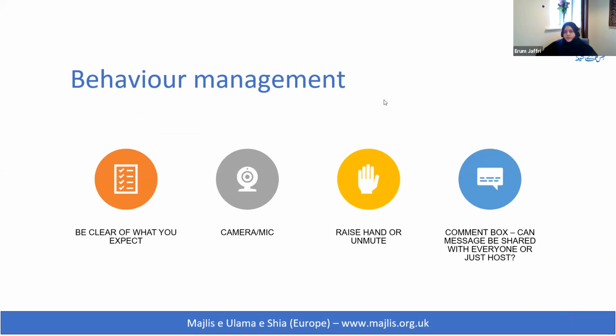Now, behavior management. An important aspect of behavior management is to be very clear of what you expect. For example, when I asked if you want to unmute yourselves and speak, you can do. That was me telling you that that's okay for you to do. So I need to be clear.